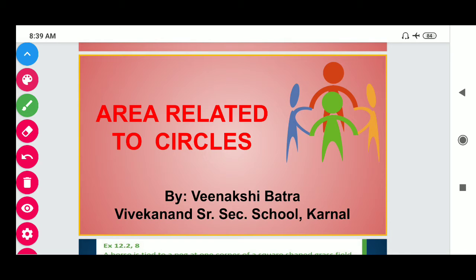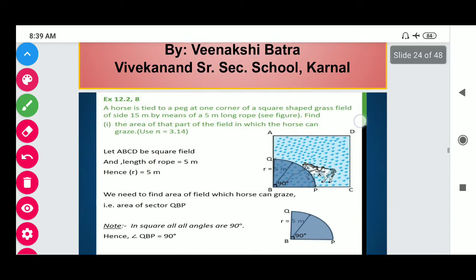Students, in the previous session, I explained to you the area of sector, segment, and area of circles. So, students, in today's session, we will discuss the questions that are divided in quadrant form, sector form, and after that, we calculate the area. So let's start with question number 8.